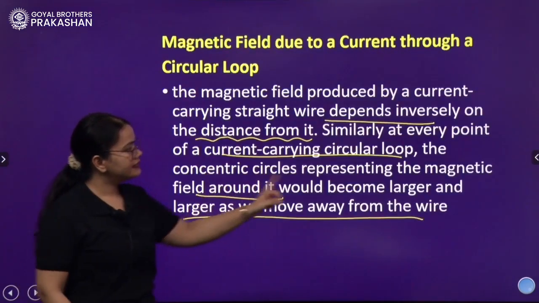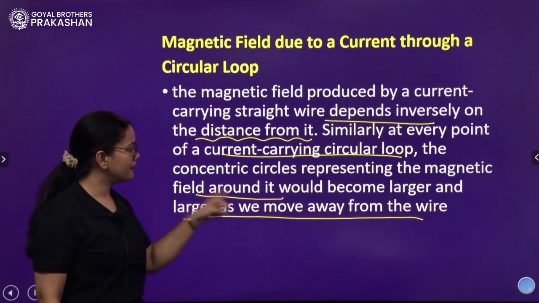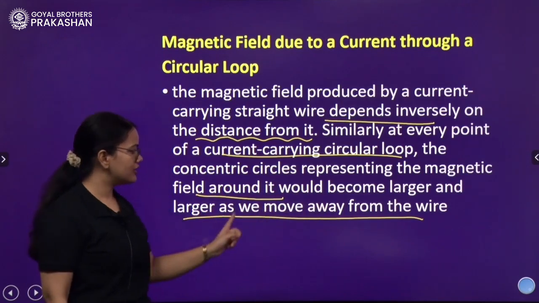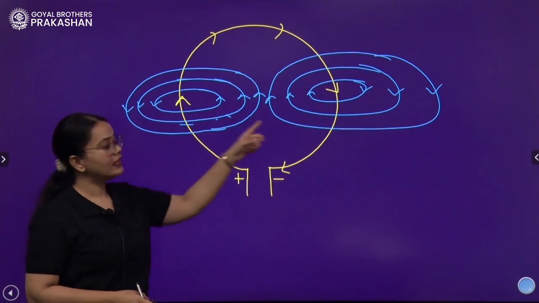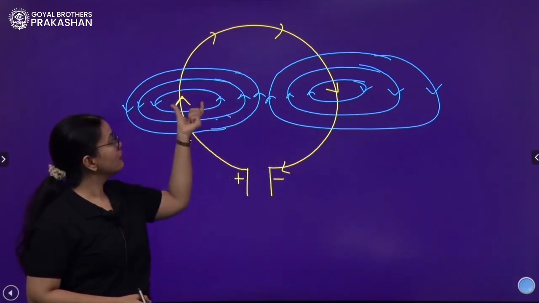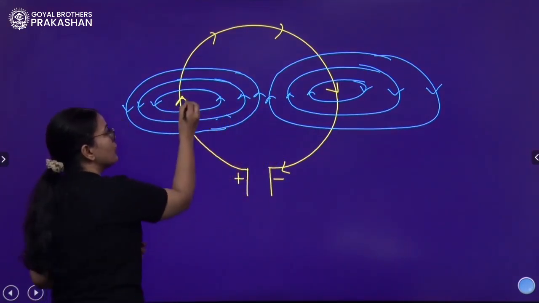The concentric circles representing the magnetic field around it would become larger and larger as we move away from the wire. Look at the concentric loops. When you were closer to the wire, it was a smaller circle.